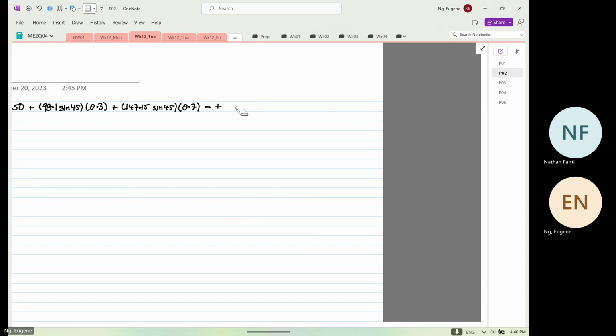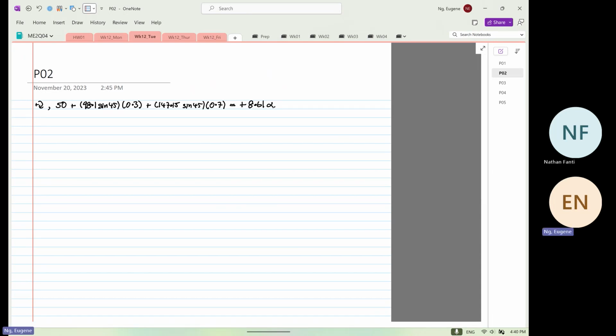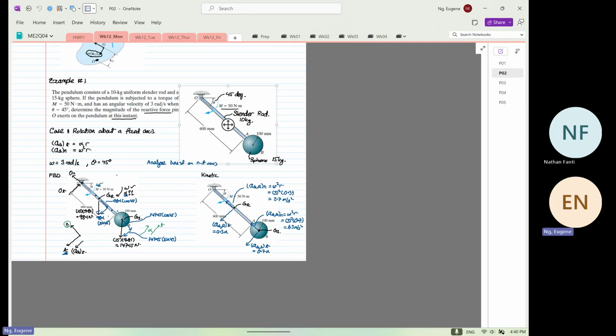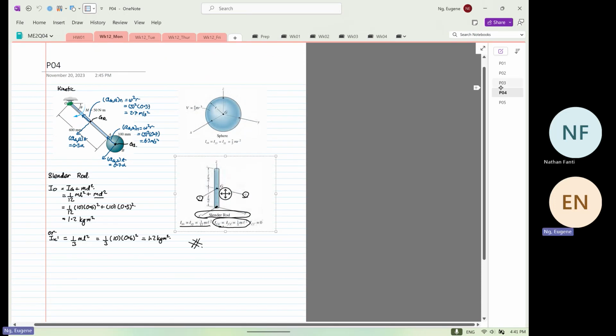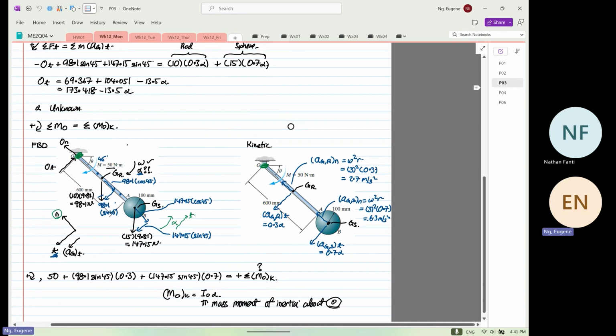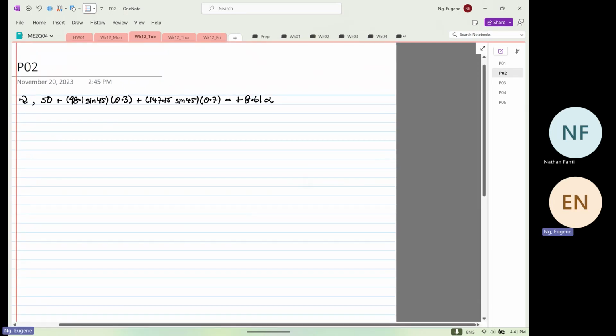So now this will be plus, okay, this entire equation plus 8.61 alpha. When we form this equation, if we go back to yesterday, we form it at point O. Can you see that? So at point O over there, we have already included all this effect: 98.1 sine 45 and 147.15 sine 45. From here, we just need to do the calculation.